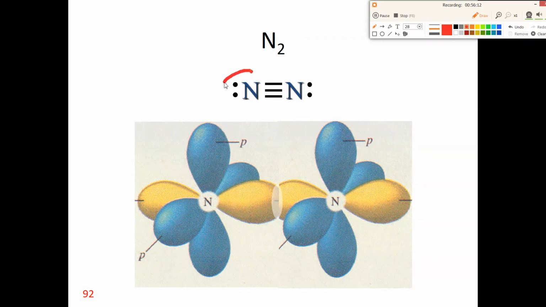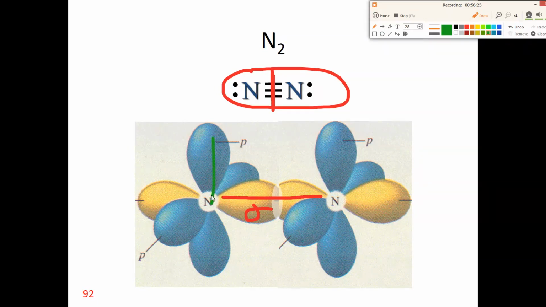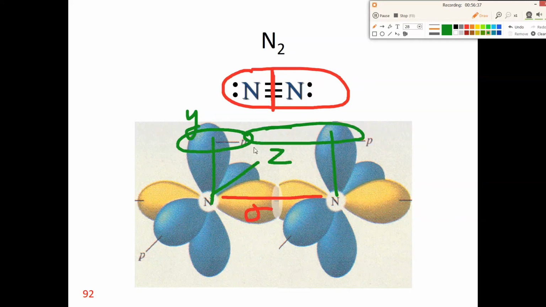So same thing for nitrogen gas. Nitrogen gas is a triple bond in the middle. So this is a sigma bond. And the other ones, for example, if this is Y, the other is Z. So this one here forms a pi bond along the Z here. Another Z, so the other pi bond.